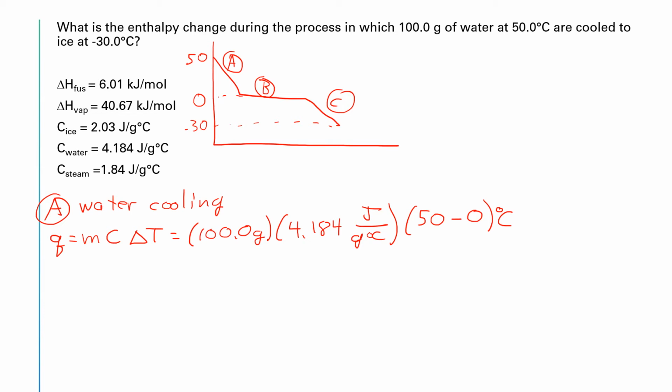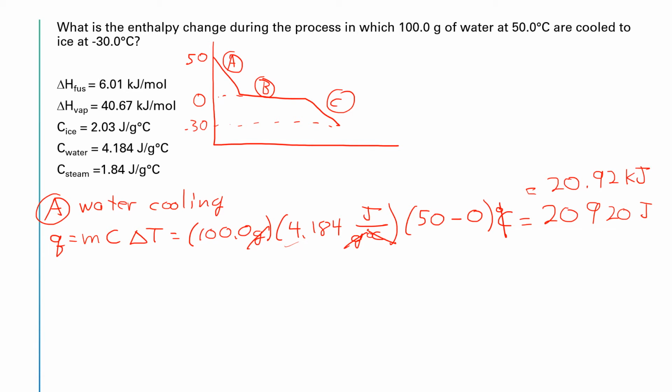Running this in my calculator, I've got 100 times 4.184 times 50, and that's giving me kind of a big number. Grams cancel out with grams, degrees C cancel out with degrees C, and so the only unit left is joules, so I have 20,920 joules, and I'm just going to go ahead and convert that to kilojoules, 20.92 kilojoules.